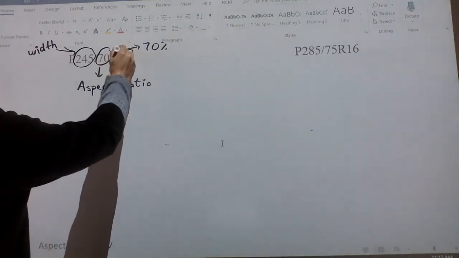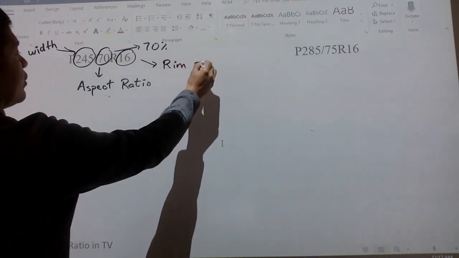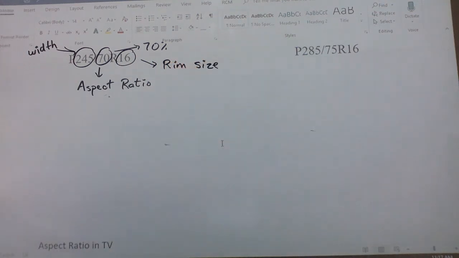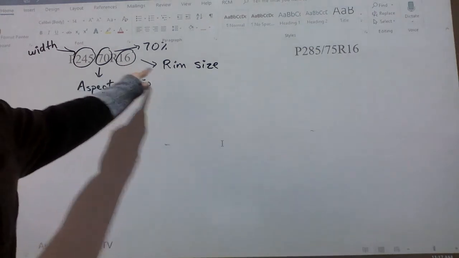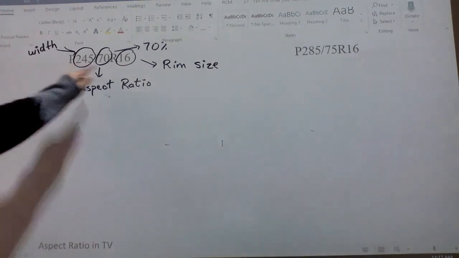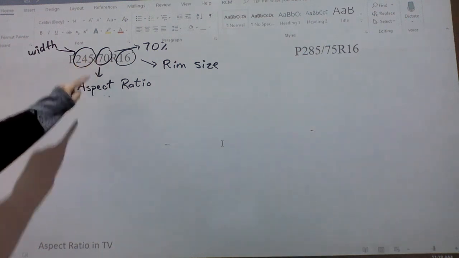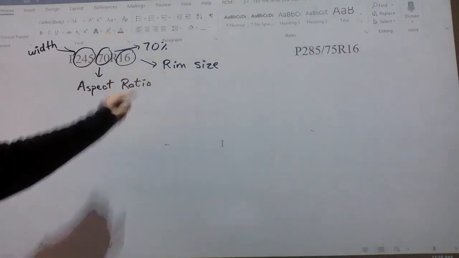This is the rim size. You pay close attention, both of them have the same rim size. The difference is the width and the aspect ratio. We went a little bit bigger. For the people that know about vehicles, you know that matters. That matters, but at the end, we're gonna find out how much it matters. So again, this is the width, this is the aspect ratio, this is the rim size.